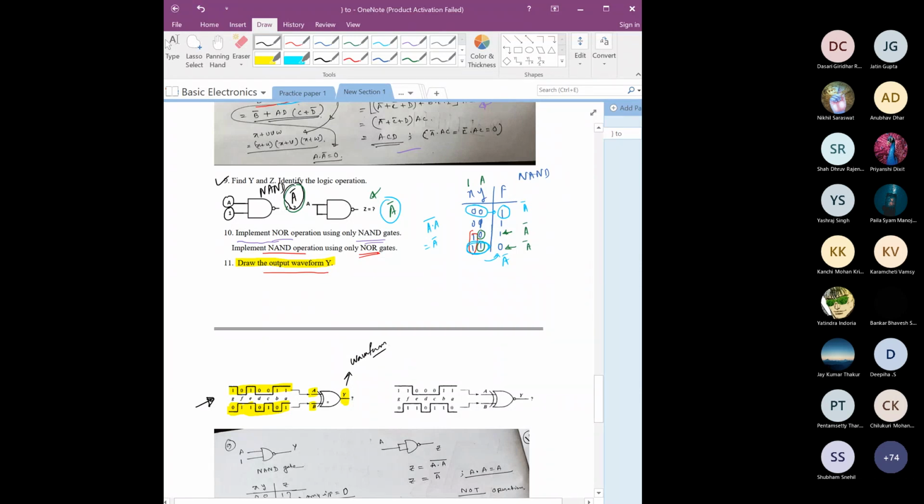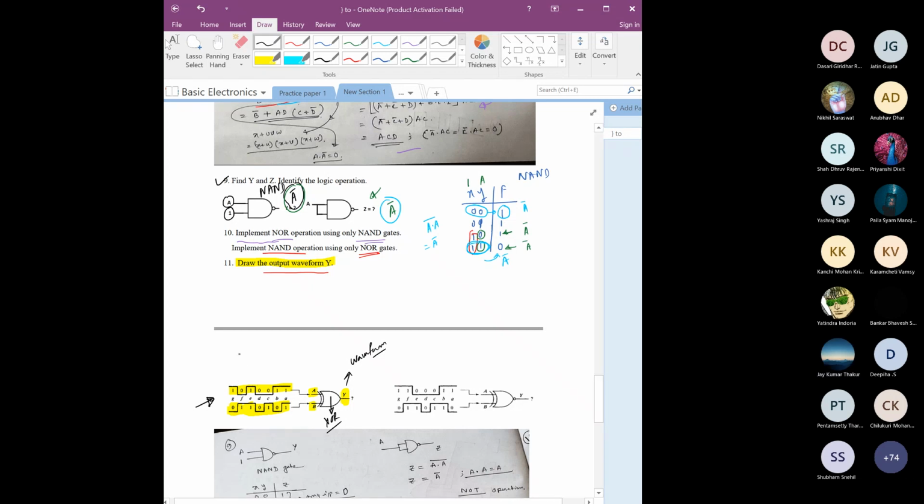By the way, this is which gate? XOR. Exclusive or. Okay, so could you try what should be the output waveform? 1100110. Okay, so it is a waveform, right?